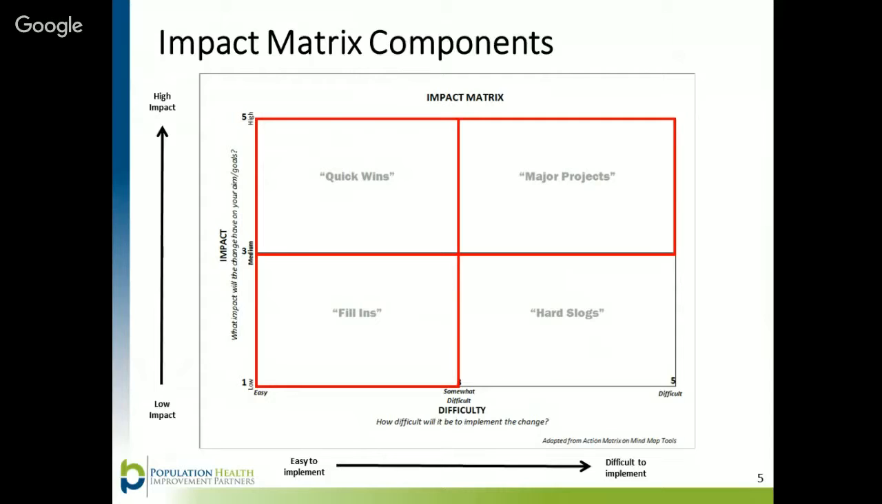The bottom left quadrant is categorized as fill-ins, as they are ideas that are fairly easy to implement but will have low impact. These change ideas can be done once your team has completed some of the quick wins and are working on some of the major projects. The bottom right quadrant is categorized as hard slogs, as they are ideas that are both difficult to implement and will have little overall impact. We encourage teams to let go of any change ideas that may fall into this category, as they will essentially take more time than they are worth.